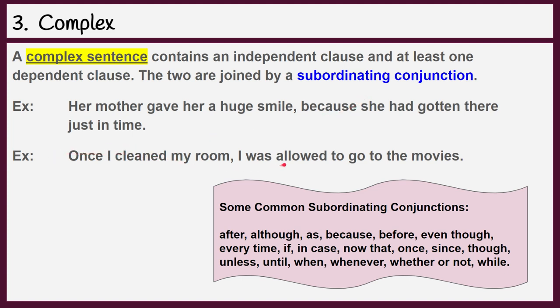Once I cleaned my room, I was allowed to go to the movies. Once is our subordinating conjunction. Do make sure you jot these ones down because you never know when they might reappear.